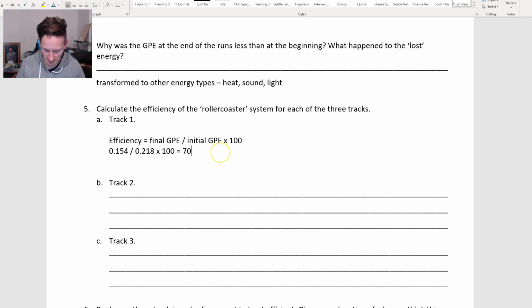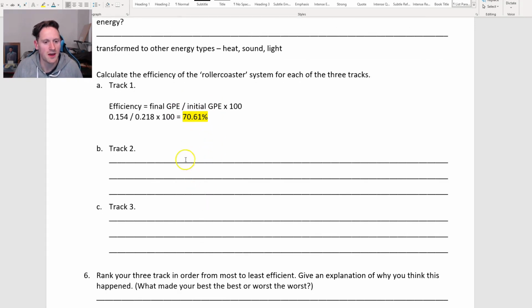70.64%. And that's pretty efficient. So that means essentially 70% of the energy is being retained. So gravitational potential to kinetic, to gravitational potential to kinetic to make it move. And about 30% of it is lost to sound, heat energy, okay? That's a reasonably high efficiency percentage. And you can see in terms of how that efficiency changes.